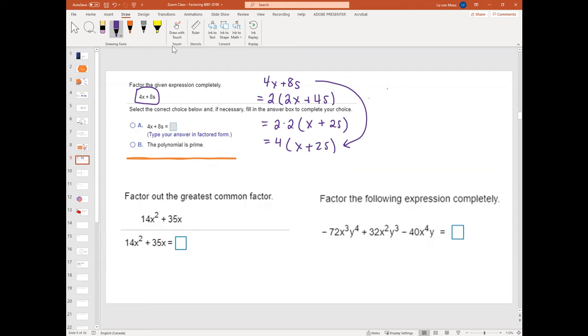You're not going crazy. This one's fairly straightforward, but I actually want to look at this last one because it's worth discussing anything that's got negative signs. And the numbers are a bit bigger. So first of all, what might you write down as the greatest common factor?